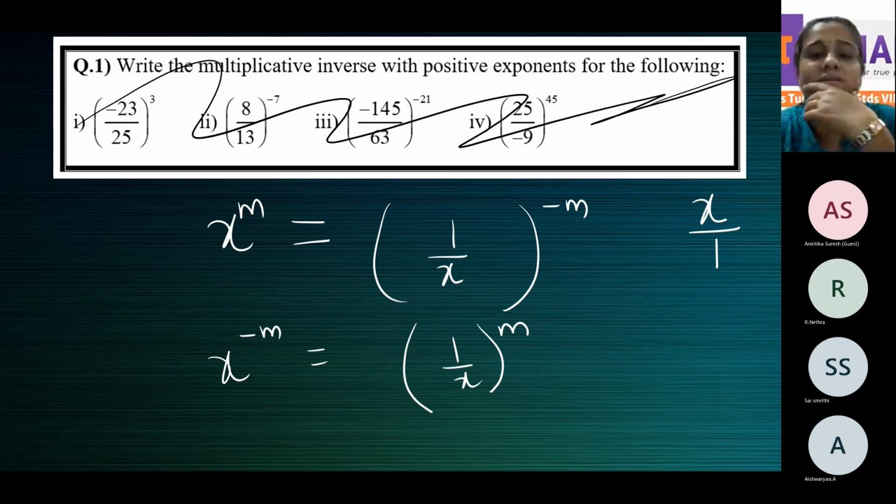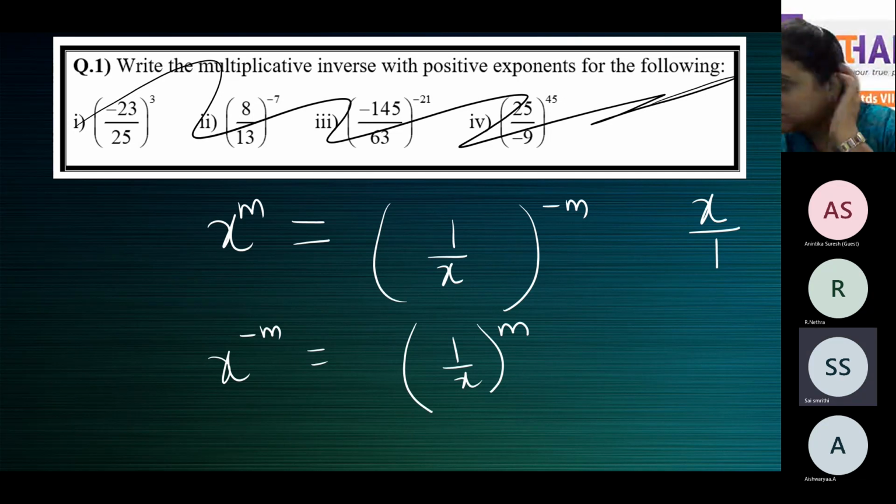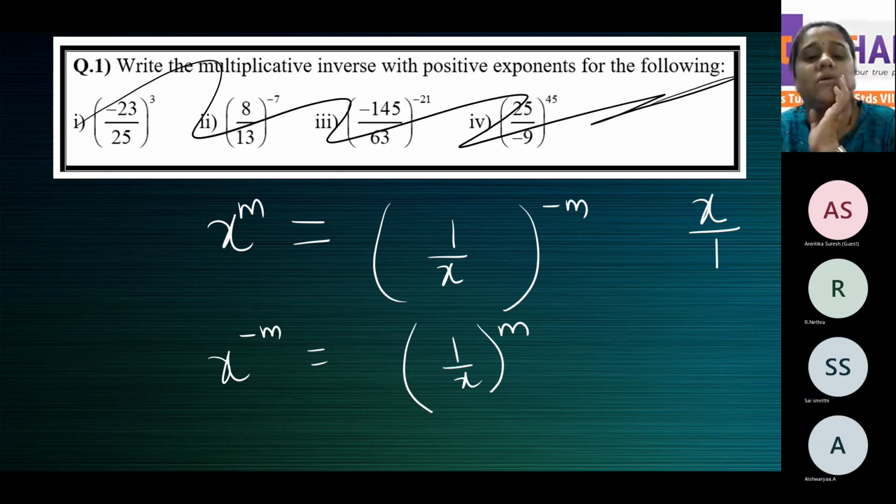Negative means change the sign. The negative of the power does not mean it should come with a minus sign. The negative of a number means change the sign. If it's minus, it will become plus. If it's plus, it will become minus. Negative need not necessarily have the minus sign. Change the sign to write the negative of a number. Is this rule clear, children? Yes, ma'am.